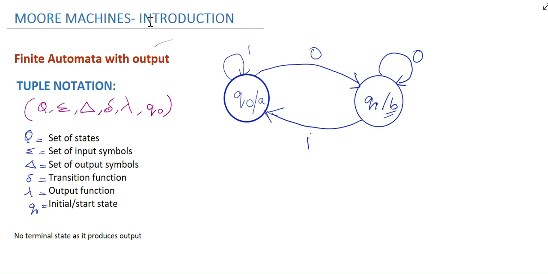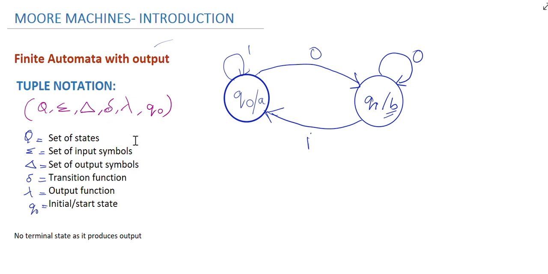All, welcome to the next video on Moore machines. They are similar to Mealy machines. Moore and Mealy machines are finite automata which will produce output, whereas DFA and NFA will not produce an output. So let's move on to the tuple notation.